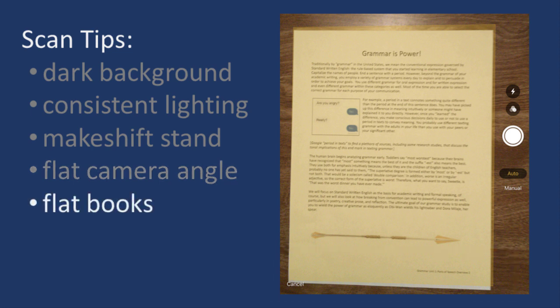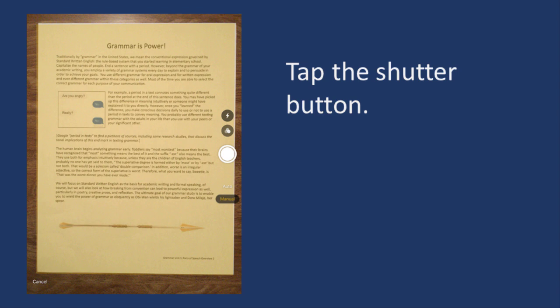Scanning pages of a book proves to be the most challenging in terms of capturing high-quality images that don't distort the text. You've all seen photocopies of slightly curved text pages in handouts. Well, that's what you're trying to avoid. When you have the best image you can get, tap the shutter button to capture the page.